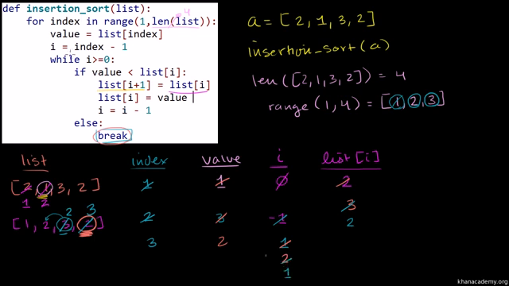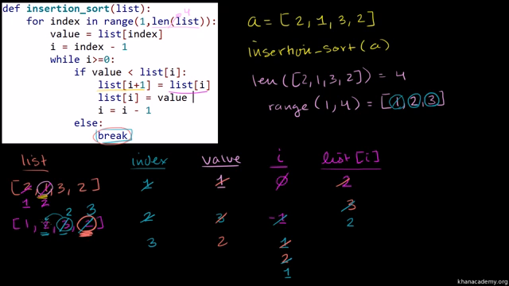And we go through the while loop again. I is clearly greater than or equal to 0. It is 1. Value is still 2. Remember, 2 is what we're comparing to each of the items to the left as we go through this while loop. If 2 is less than whatever's at the ith slot in the list. So the first slot in the list is a 2. Well, 2 is equal to that, but it's not less than that. So we don't have to do anything more. The thing is sorted. 2 is in the right place.